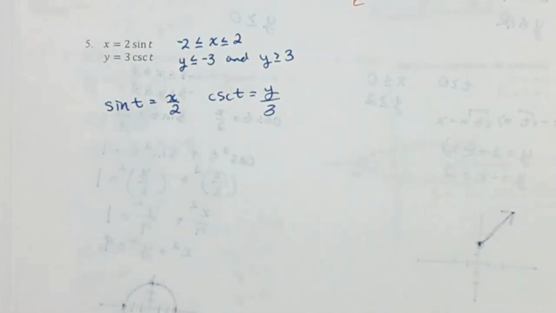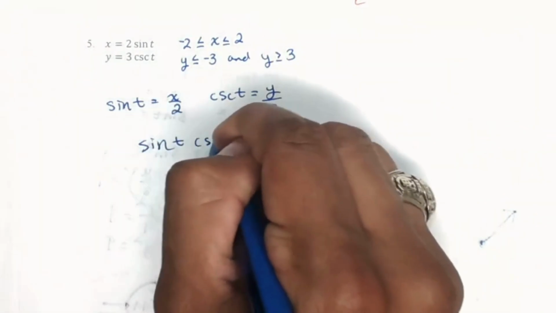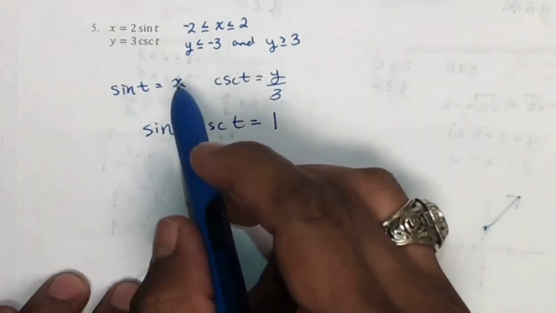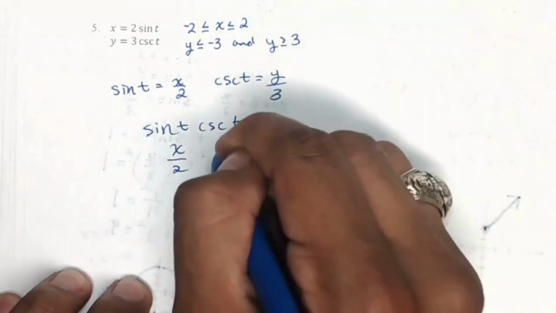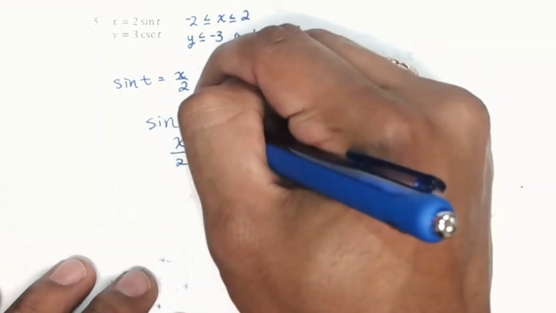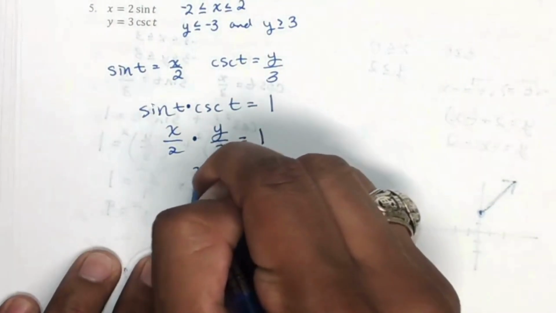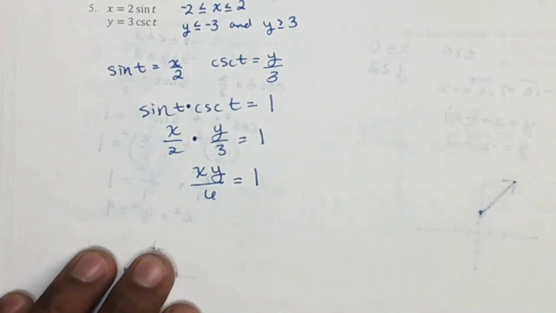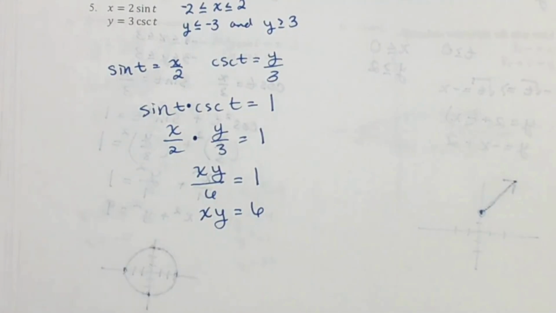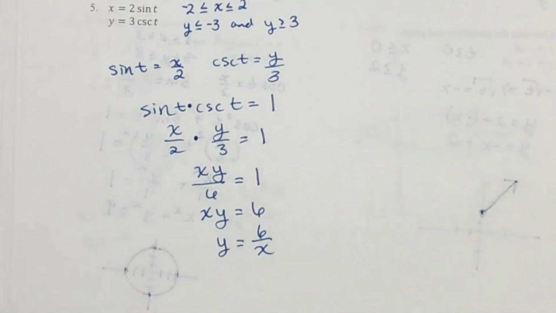What do I know about sine and cosecant? Well, what happens if I multiply sine of t by cosecant of t? We end up getting 1. So that means that if I plug in x over 2 for sine and y over 3 for cosecant, well, they're being multiplied. So that's not any kind of conic section. I could think about this as xy over 6 equals 1. That still doesn't look right. What about xy equals 6? Getting closer. What about y equals 6 over x? Hey, that I should know what that is.